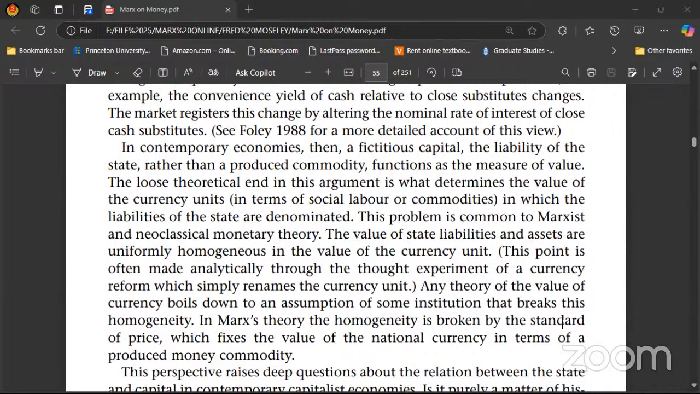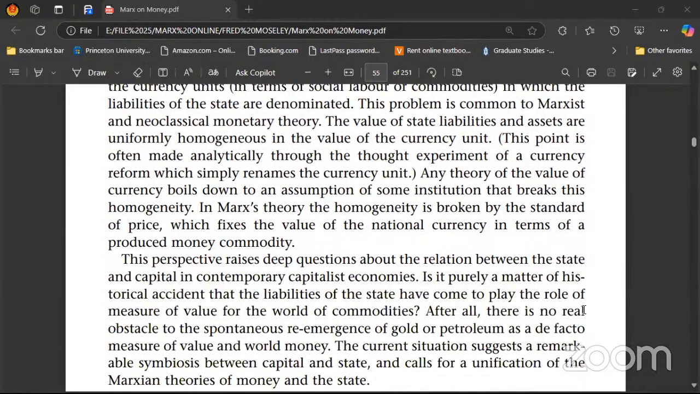The value of state liabilities and assets are uniformly homogeneous in the value of the currency unit. This point is often made analytically through the thought experiment of a currency reform, which simply renames the currency unit. Any theory of the value of currency boils down to an assumption of some institution that breaks this homogeneity. In Marx's theory, the homogeneity is broken by the standard of price, which fixes the value of the national currency in terms of a produced money commodity.